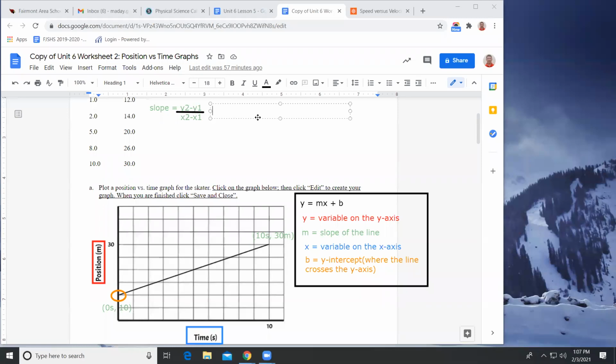Okay. So once we have that information, let me get my text going. So equals. When we look at this, we can see our y2, and with this, you can use either of these as your y2 and x2. I always start top right for my 2's.